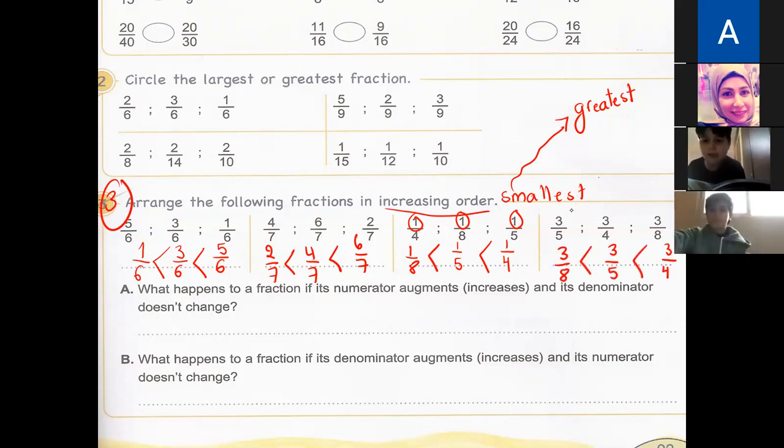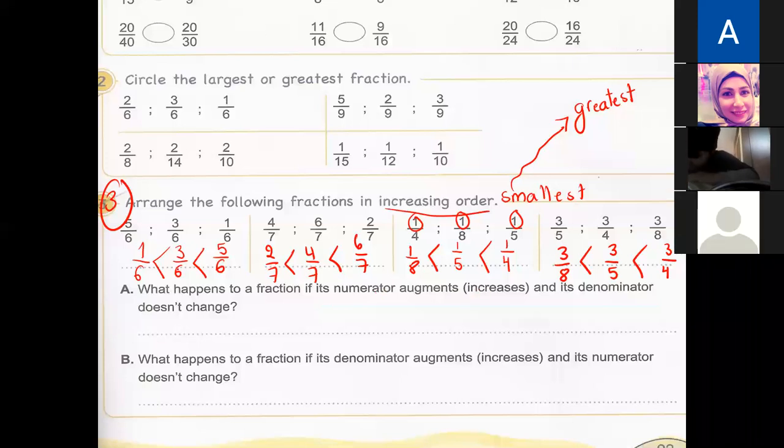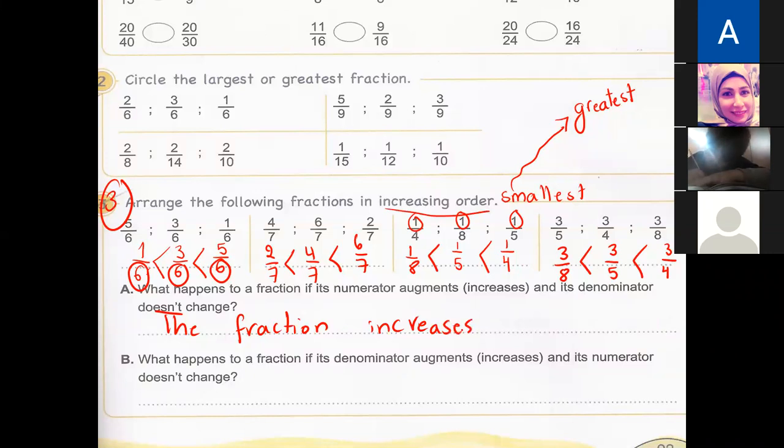Now, what happens to a fraction if its numerator increases? Look at the first one. The denominator doesn't change. In all, it's 6, 6, 6. But look at the numerator. It increases from 1 till 3 till 5. What is happening to the fraction? Does it become bigger or smaller? Bigger. 1 over 6, 3 over 6, 5 over 6. The fraction is becoming bigger, meaning it increases. So whenever the numerator increases, the fraction increases.